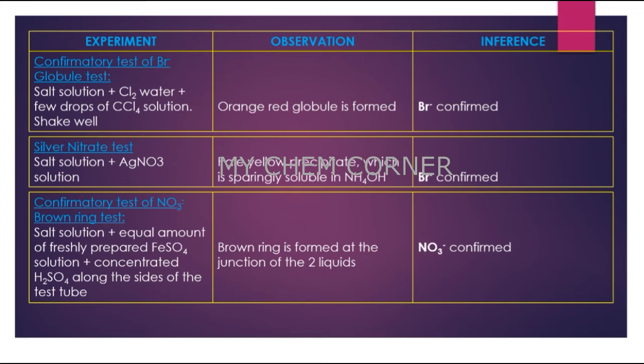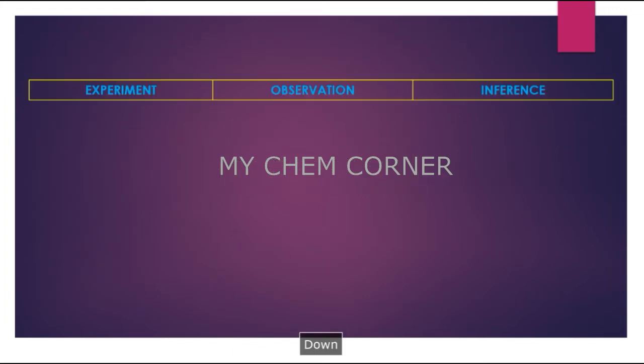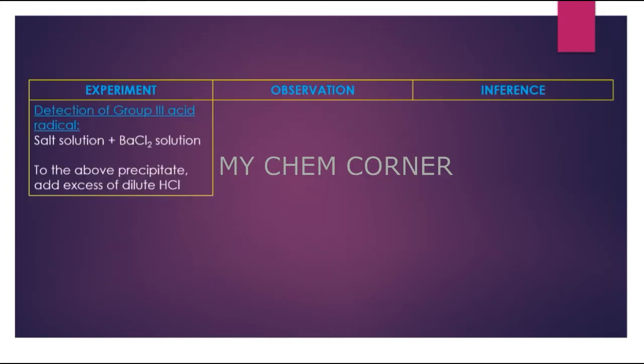Alright, so now if you don't have group 2 at all, when you did salt and concentrated H2SO4 in your test tube for group 2, you did not get any observation. You did not get it for bromide, you did not get it for chloride. When you add a copper turning and heat it, you do not get it for nitrate also. Then what do you do? You skip the entire group 2 and you go to the last group, which is group 3.